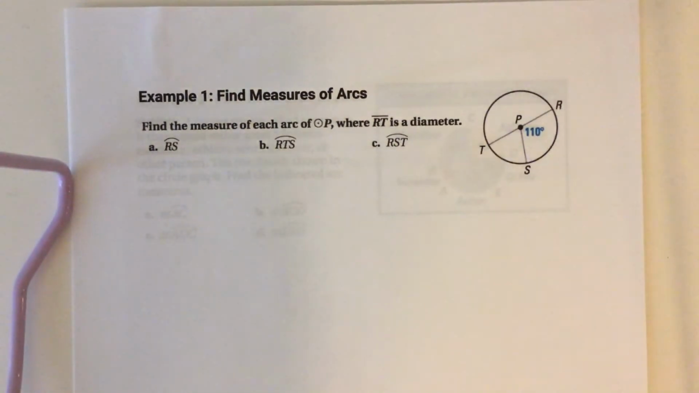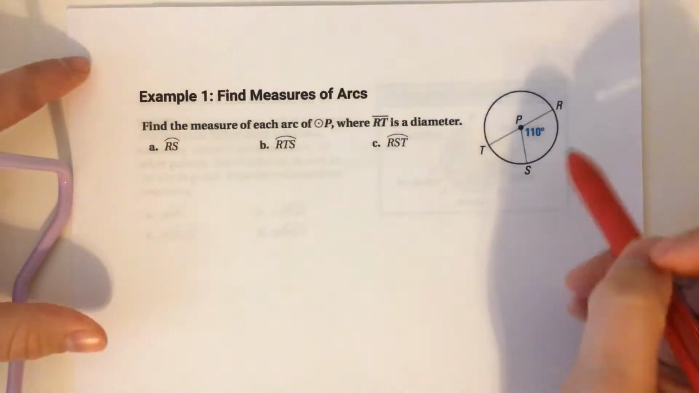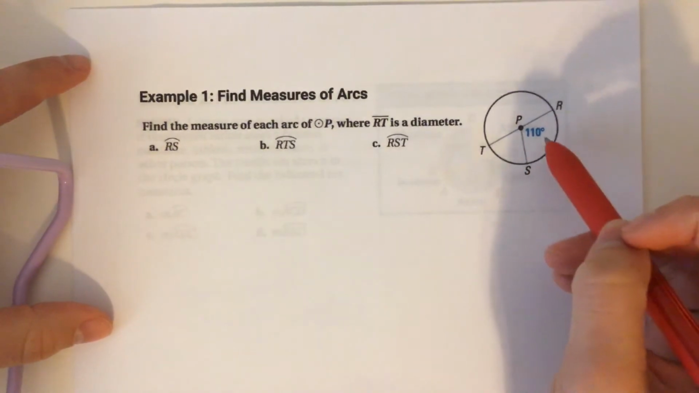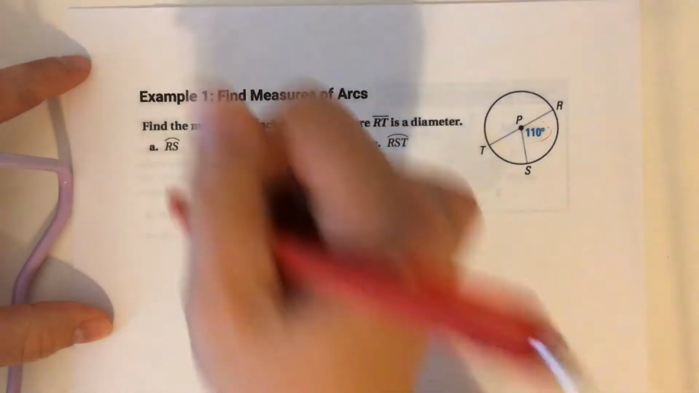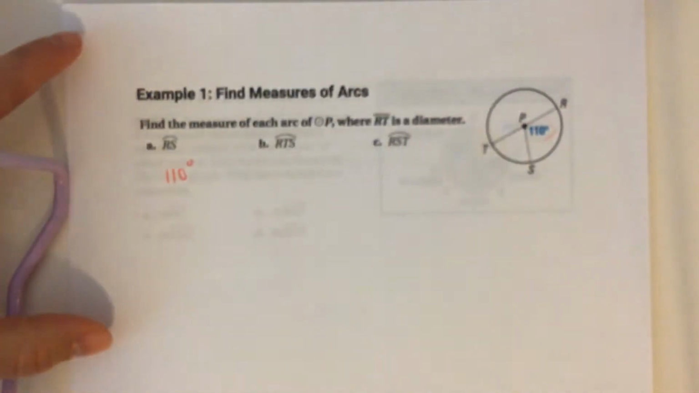Find the measure of the arcs. So find the measure of the arcs in circle P, where RT is the diameter. So looking at arc RS, well, it's a minor arc, and it's going to be the measure of that angle right there. So it's just 110 degrees.